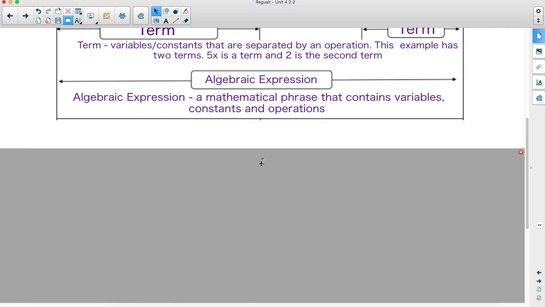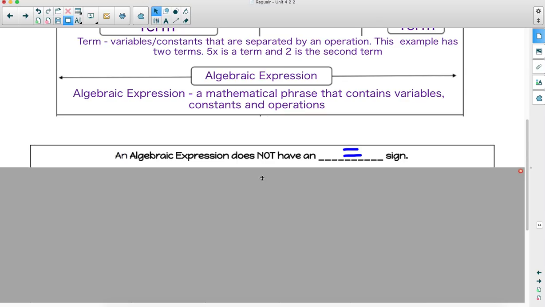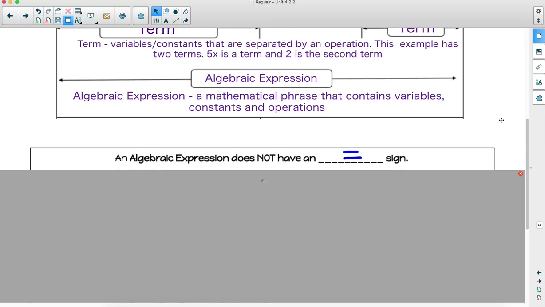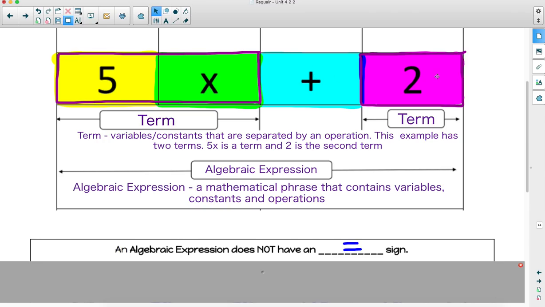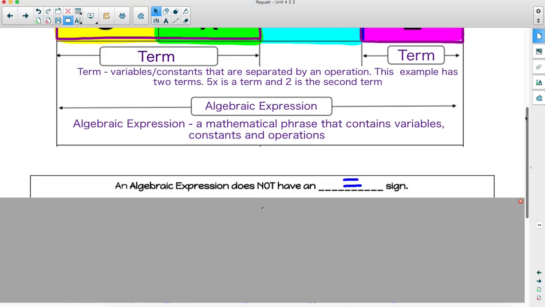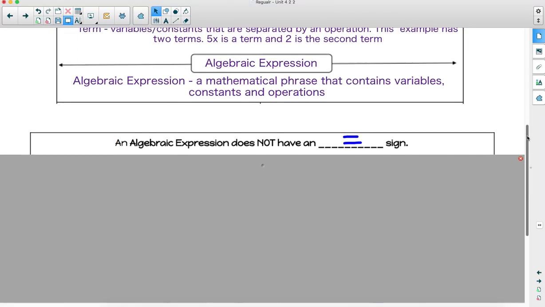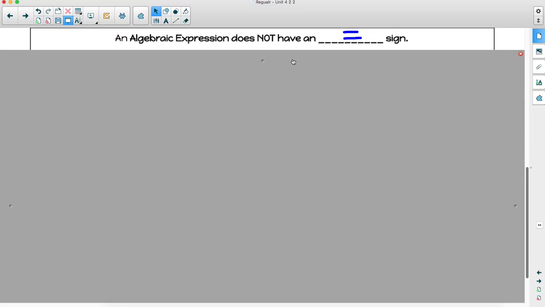Okay, so let's go ahead and practice this a little bit more. Down below, we see the sentence, an algebraic expression does not have an equal sign. So if you look at our example up here, we have 5x plus 2. There is no equal sign here. So an expression is missing the equal sign. When you see the equal sign, then it becomes an equation. So for our purposes, we're just going to focus on the expression, so all things without an equal sign.